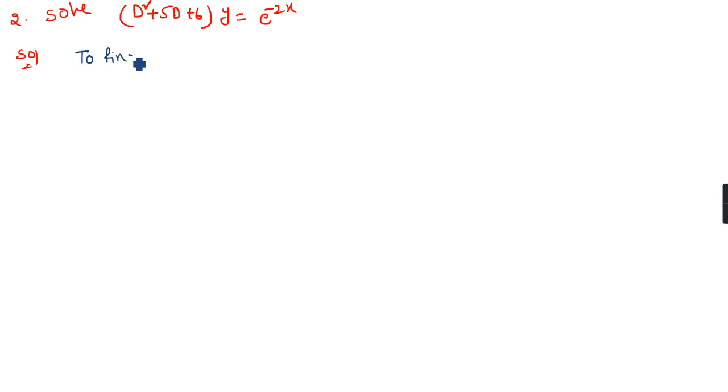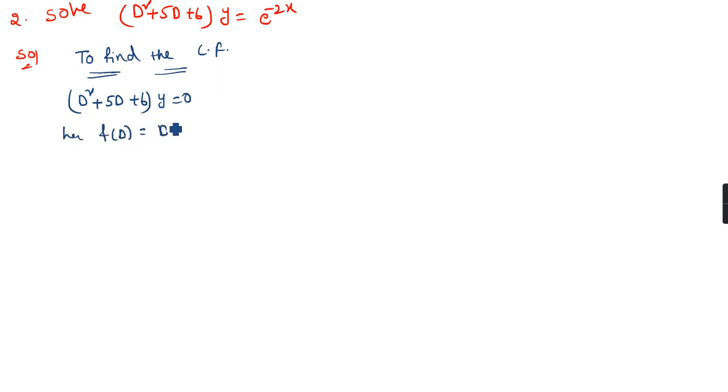First we have to find the complementary function. Consider d square plus 5d plus 6 into y equals 0. Here what is f of d? f of d equals d square plus 5d plus 6. Now take the auxiliary equation.